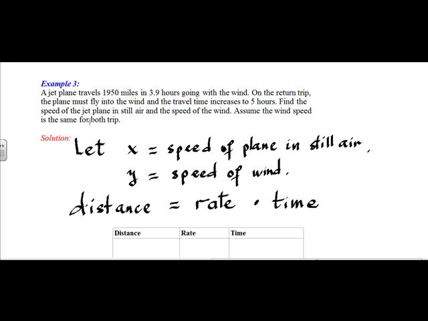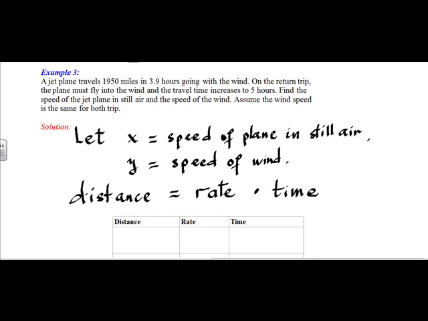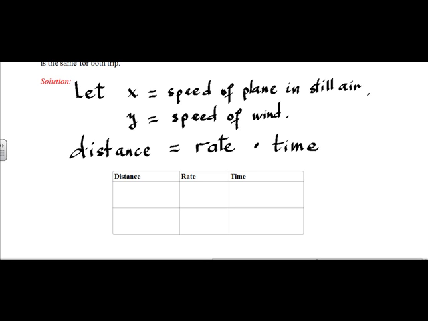So you actually have two equations. One goes with the wind, one goes against the wind. So let me label it here. This one will be going with the wind. And the second one will be going against the wind.